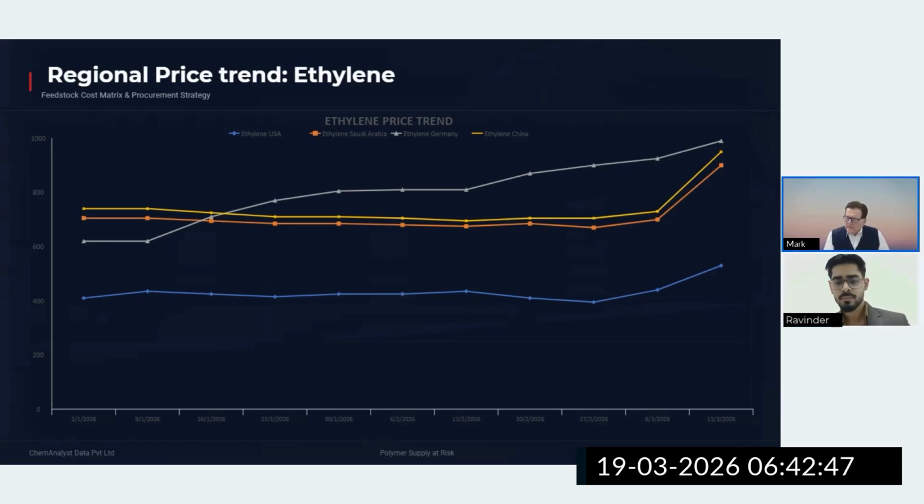Hey, Ravinder, as you discussed those prices, about the high feedstock, how is this impacting the polymer producers? Is it just about their margins, or is it about something else as well?